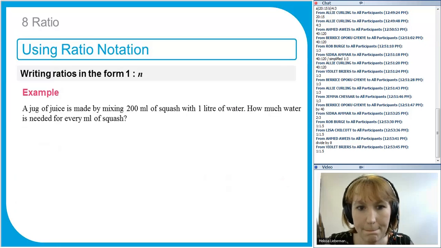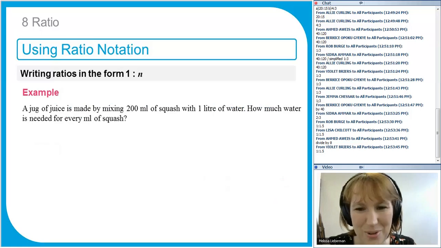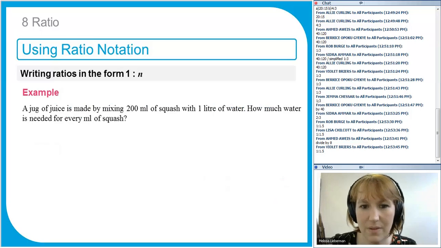So here's another example. A jug of juice is made by mixing 200 milliliters of squash with 1 litre of water. Now, for those of you that don't live in the UK, squash is just like concentrate, you know, fruit concentrate that you add water to, to make up a drink. How much water is needed for every milliliter of squash? Okay, have a little think about it.